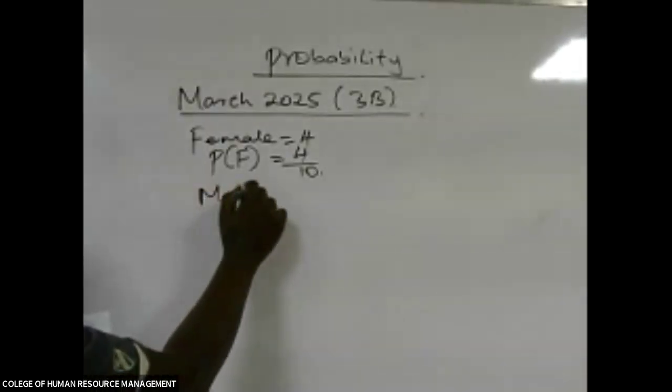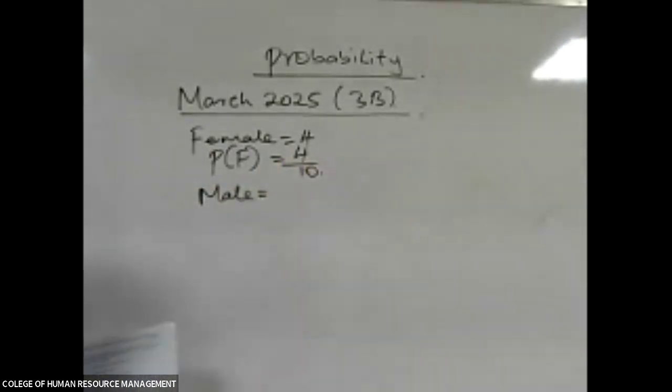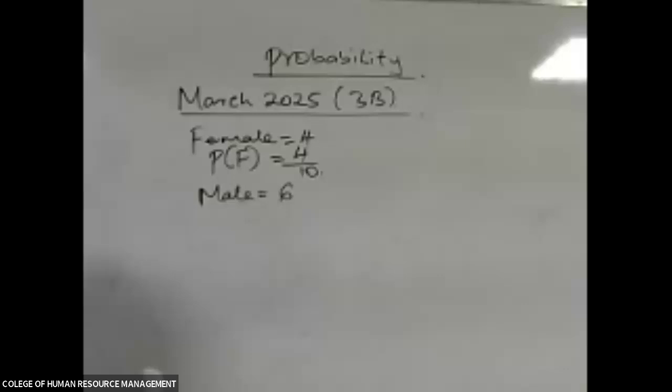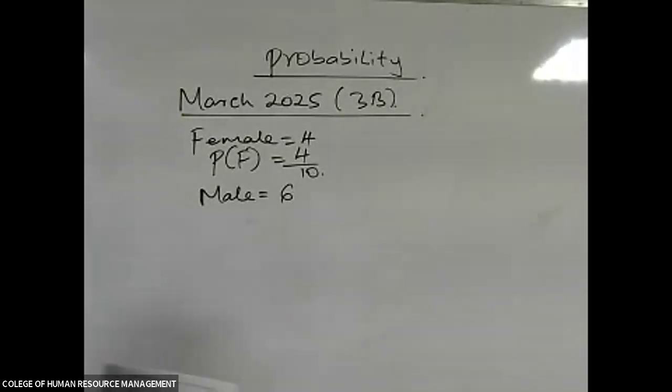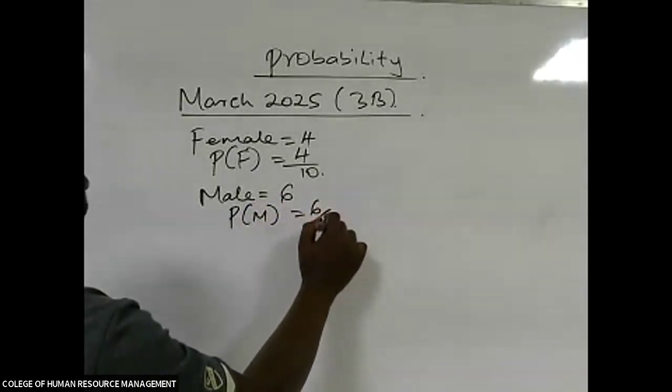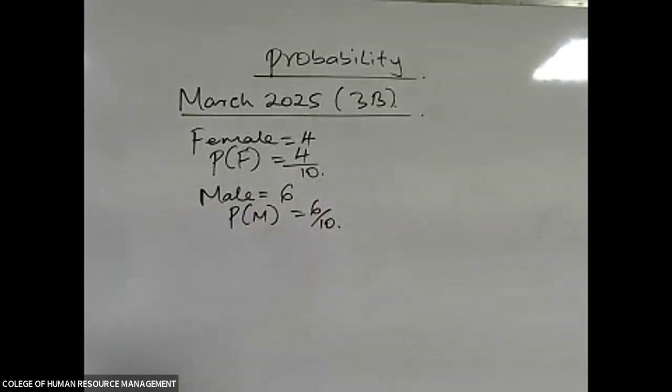The male employees in that office, therefore, if the female are 4, the male would be 6 employees, so that 4 plus 6 would give us 10. So the probability of picking a male employee would be 6 over 10. That is the starting point that the students needed to comprehend.